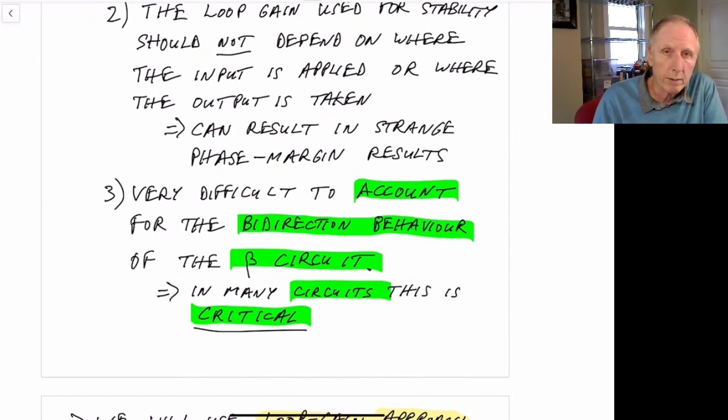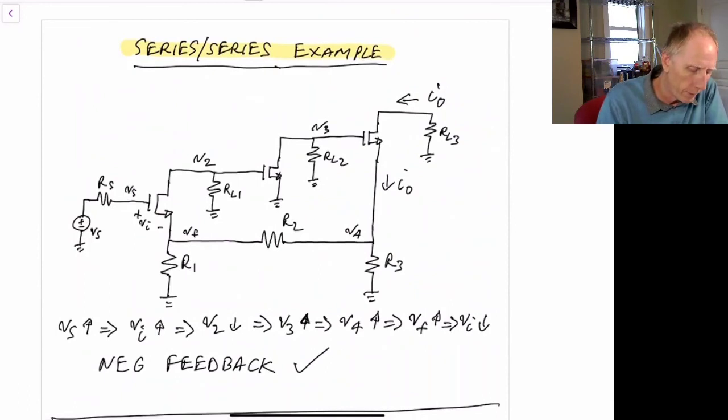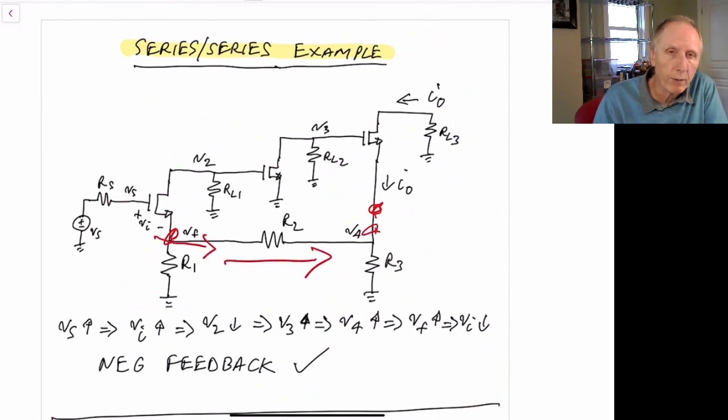And so it turns out that the four-feedback approach makes it difficult to use, and yet the method we're looking at is not difficult. So we can easily account for the bidirectional behavior of beta. Remember, if we looked at beta, here's an example, there's a transfer function going from this point to this point, but there's also a transfer function going from this point back through this circuit. So there's a transfer function, it's just a passive network. So it has a bidirectional nature, and that's common in the beta circuit.